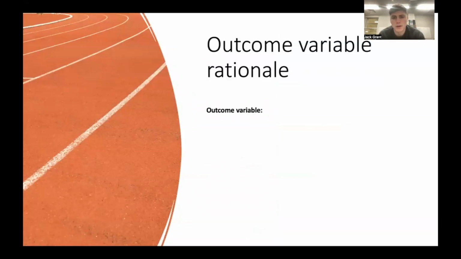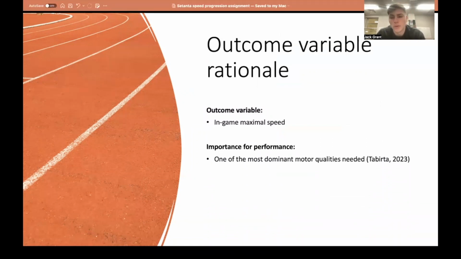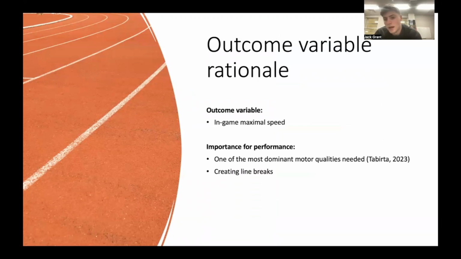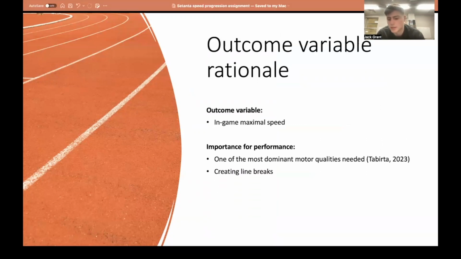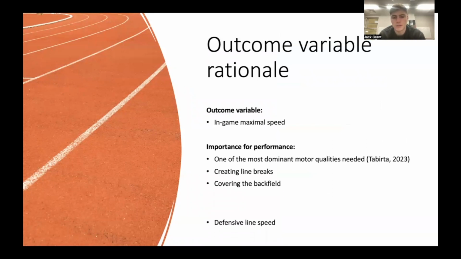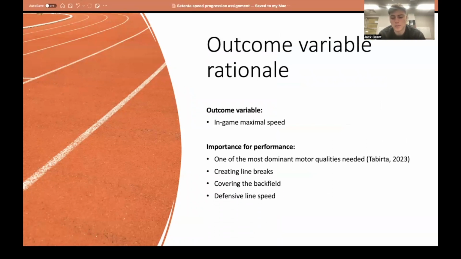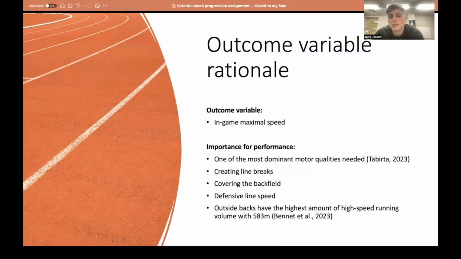So starting off with the outcome variable, we had, as I said, in-game maximal speed. So the importance of this to performance is that it is one of the most dominant motor qualities needed for rugby. And this is because it allows athletes to create line breaks, cover the backfield, and also in defensive line speed. And it's important in particular to wingers and outside backs because they have the highest amount of high speed running volume with 583 meters. And this has to be taken into consideration when programming is done and add that extra bit of volume, that sprinting volume for those outside backs.